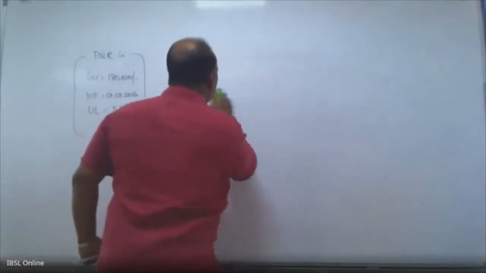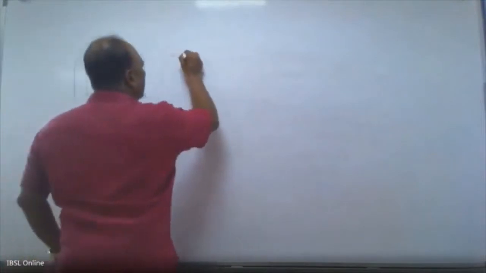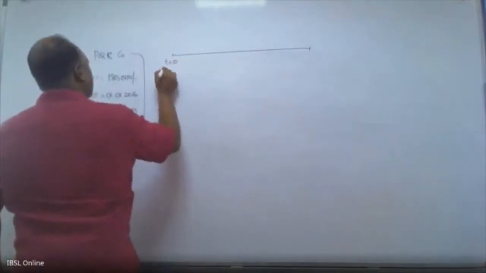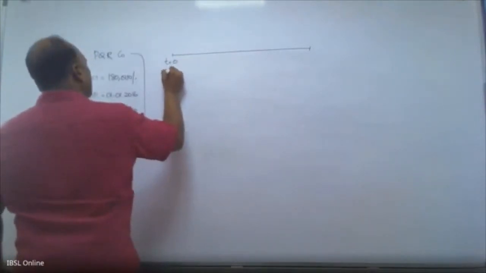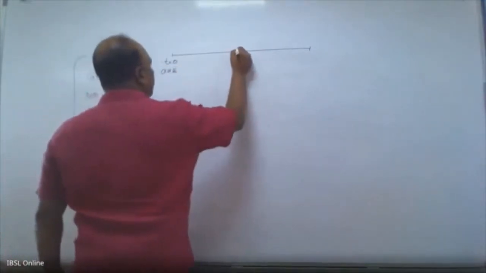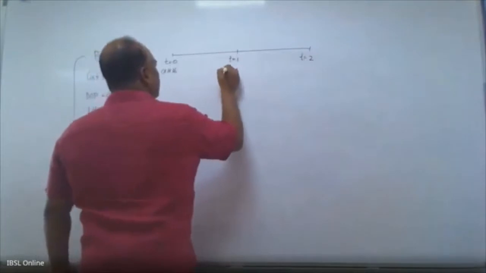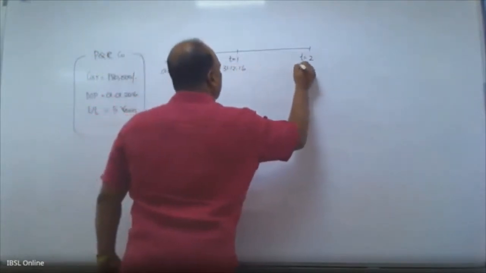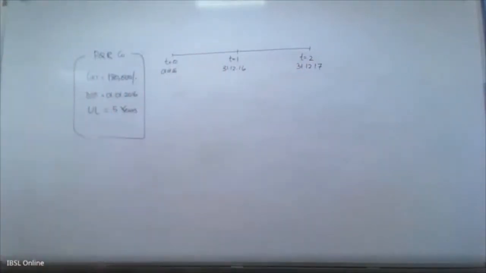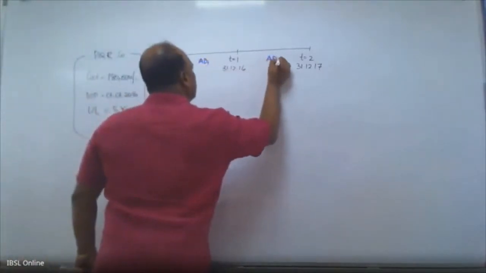Now let's go to the timeline, which is t equals 0 on 1/1/16, and they are asking for 31st December 2017. So I have t equals 1 and t equals 2. That is straightforward. Only 2 financial years that they are talking about. So annual depreciation 1, annual depreciation 2. That's it.